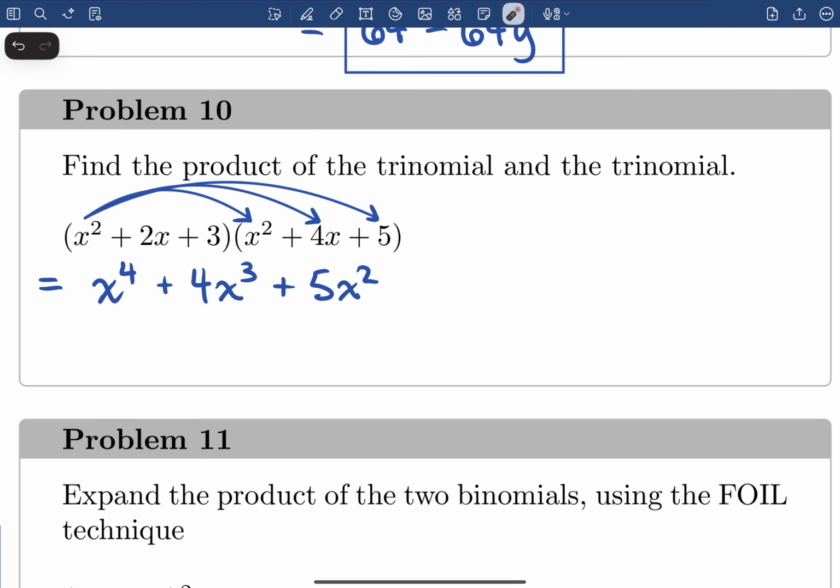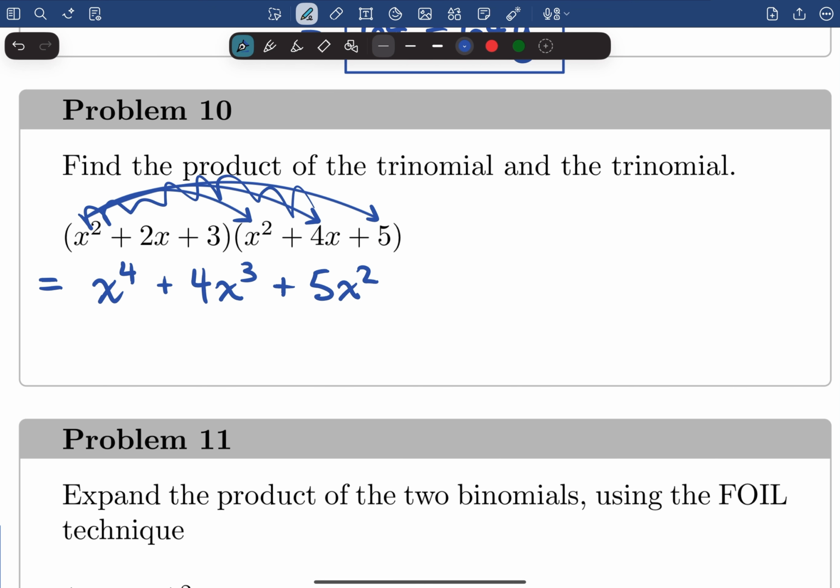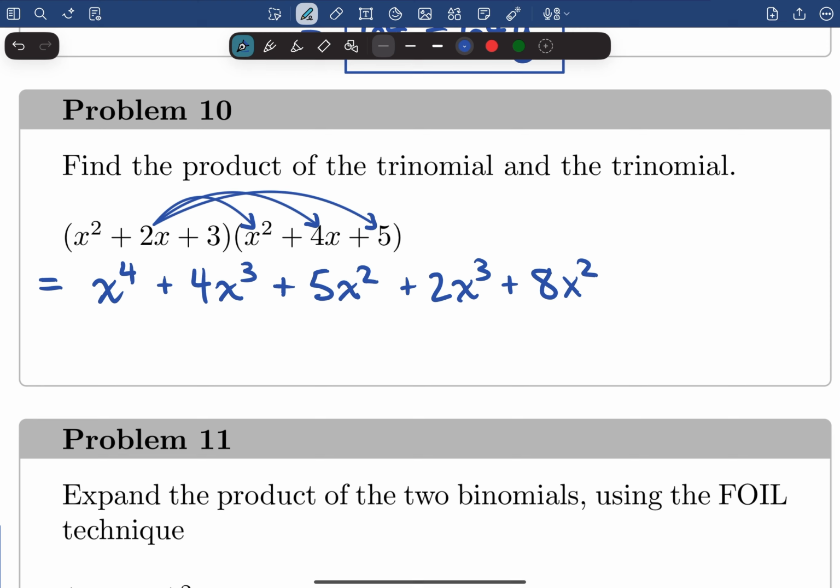Moving on, I'm going to multiply 2x here, here, and here. So let's start over with my distribution. And here I go, boom, boom, and boom. And I'll show you those results. I get 2x times x squared, which is a positive 2x cubed. 2x times 4x, which is a positive 8x squared. And 2x times 5, which is a positive 10x. Great. So we've done that multiplication.